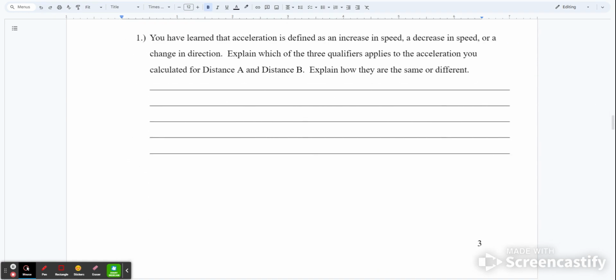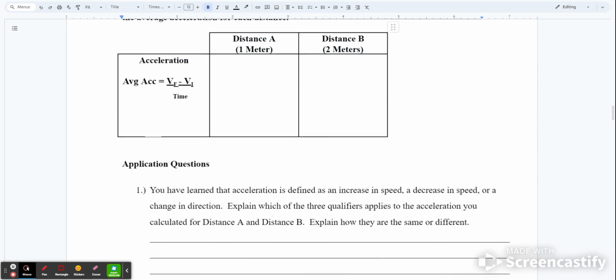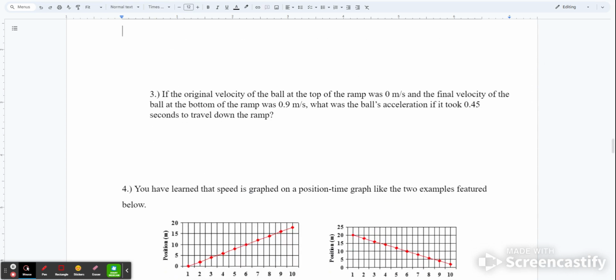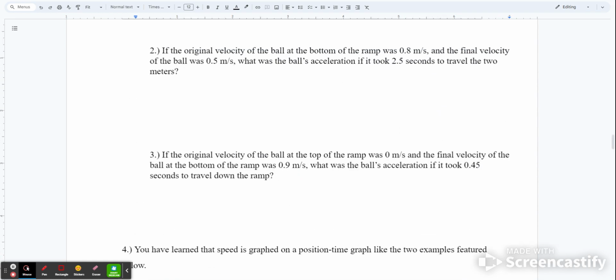Now that we understand that, you should explain whether there was a different acceleration across distance A and B, whether they're the same or different using your data from this chart. Question 2 and question 3 in your chart are just plug and chug acceleration. Just a reminder that for number 2, this first data here is the initial velocity, and this value here is the final velocity. Similar here is initial and final. Okay, make sure you include your units.